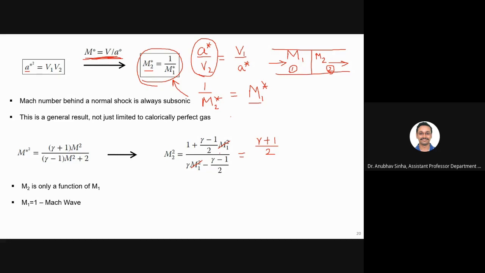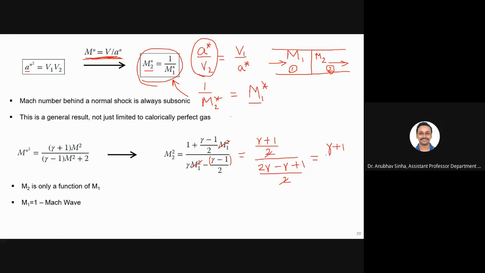Yes or no? People are here, not there. Yes, sir. M2. Yes, sir. Okay. And this will be 2 gamma minus gamma plus 1. Okay, this is within bracket, this is minus 1. So if you open it, it will become minus gamma plus 1 divided by 2. So 2 will get cancelled. You will have gamma plus 1.